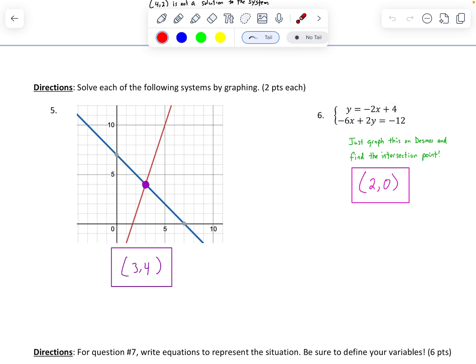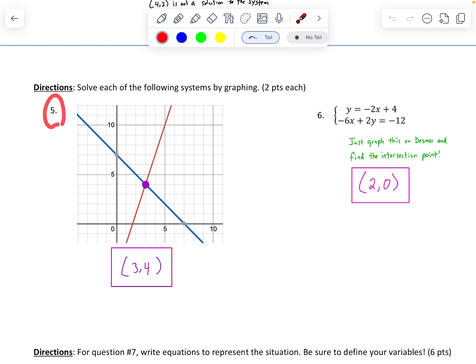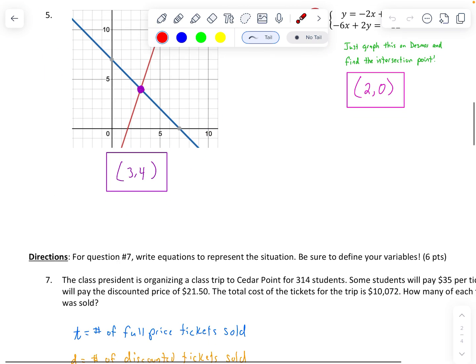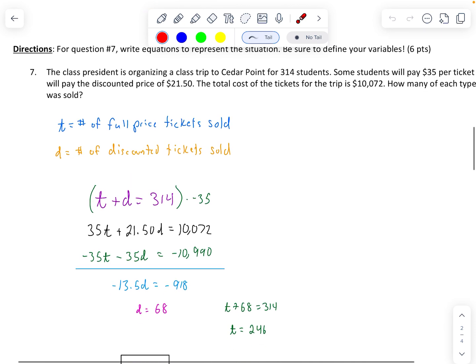And make sure you're clear that these are two separate problems. This is not the graph of this system. This is number 5, separate problem altogether from number 6. All right, now in a word problem, number 7, and you're going to be able to solve this however you want.